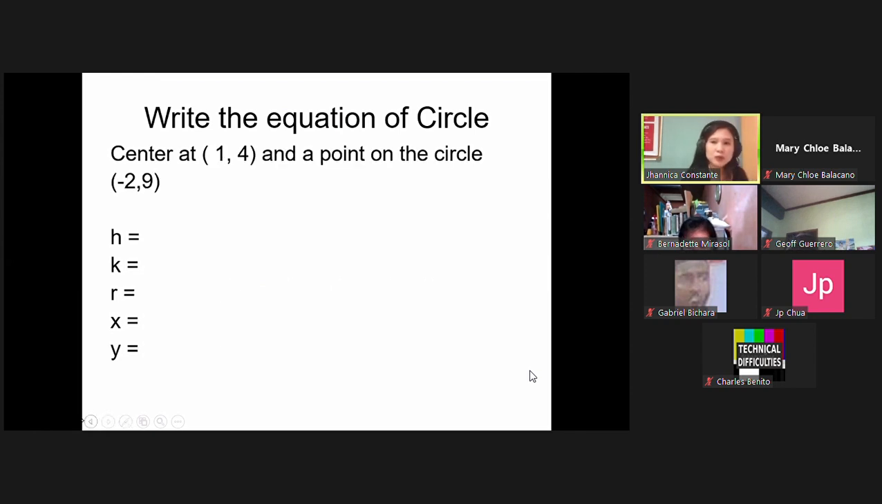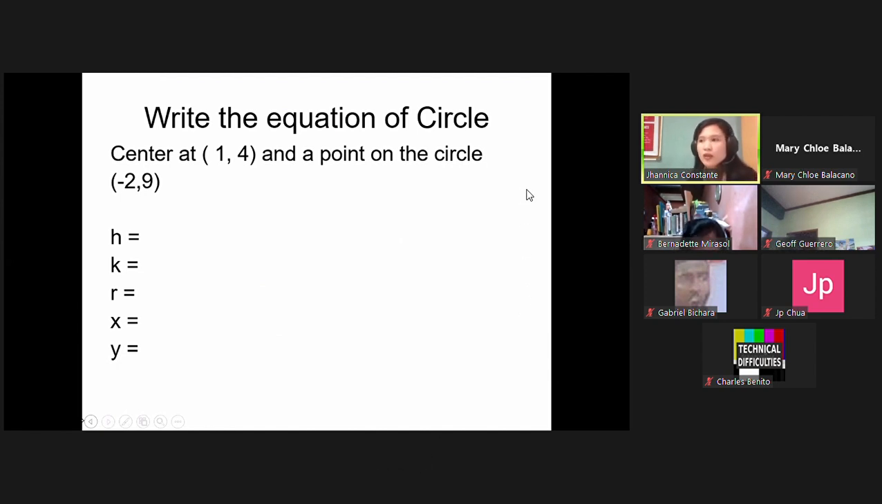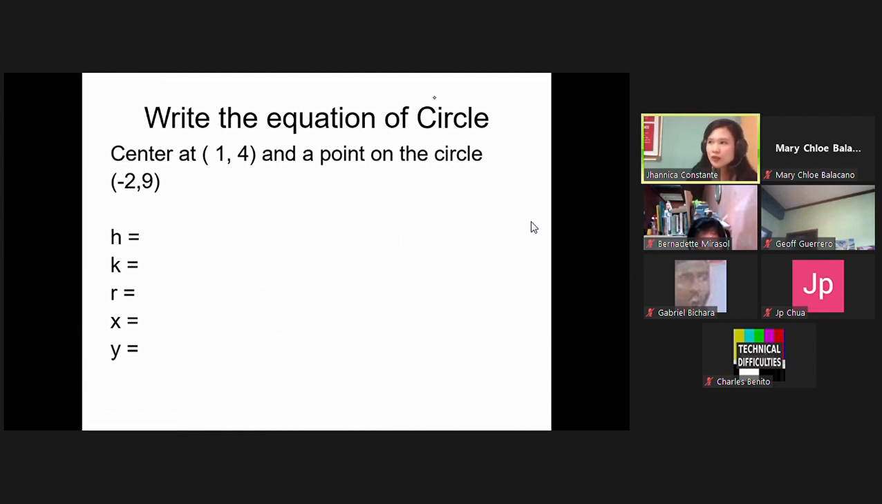For example, we have the center of our circle at the point (1, 4), and a point on the circle is (-2, 9). So, the same as what we did a while ago, we need to solve for our radius, given that we have the center and a point on the circle.